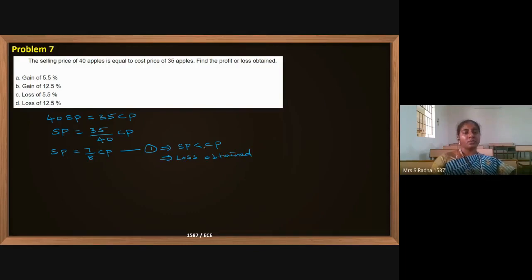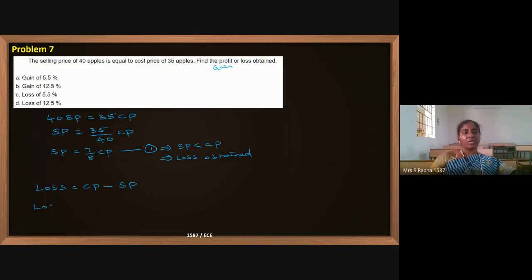Now proceed with the previous method. Find the profit or loss obtained. They are not asking about percentage. We have to first find out whether it is profit or loss. Gain or profit, one and the same. But here loss only holds good because selling price is less than cost price. Loss is nothing but cost price minus selling price. But in the answers, they have given percentage.